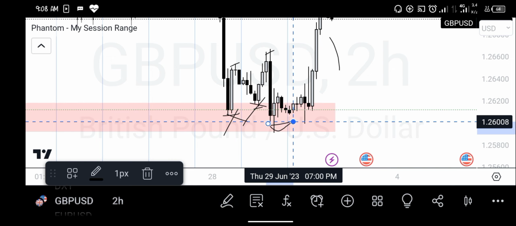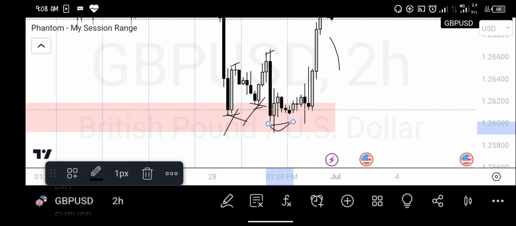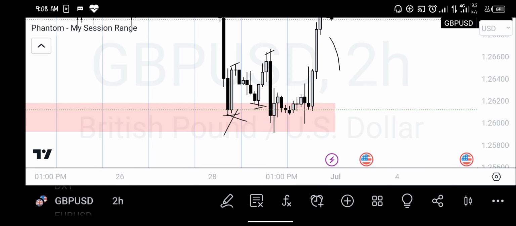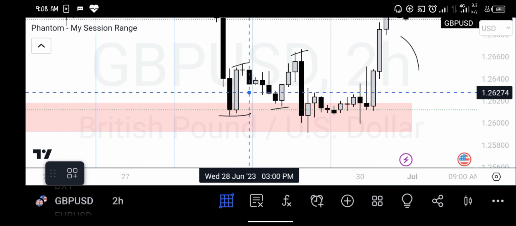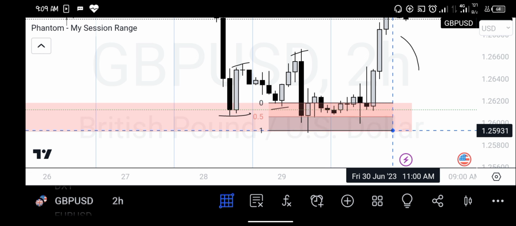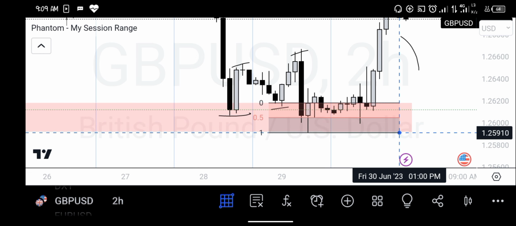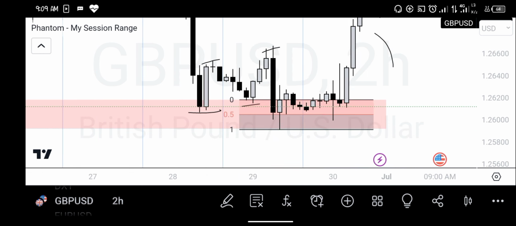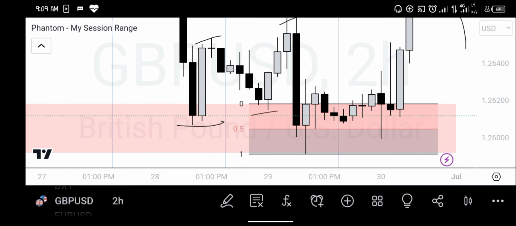Why? Because price really tapped into my point of interest. My point of interest is that I'm looking at the 50% discount or premium zone. So if I take out my gun box to mark this up, you can see. So ultimately, I would have taken my entries from this zone.